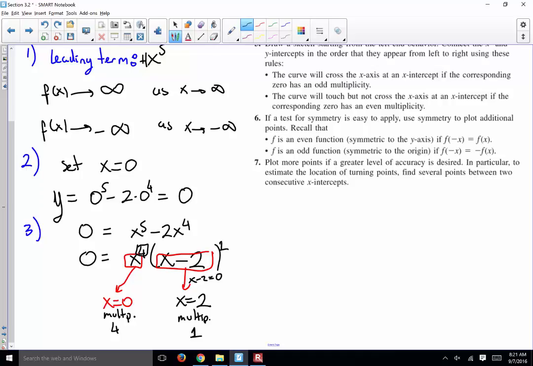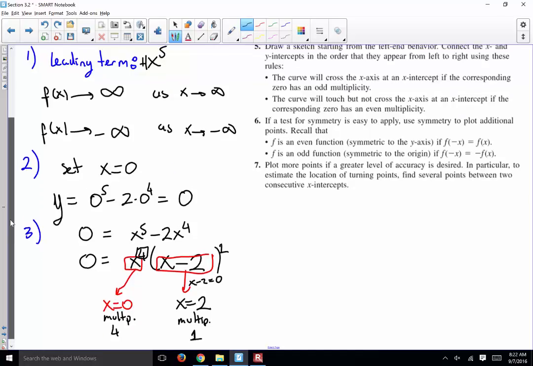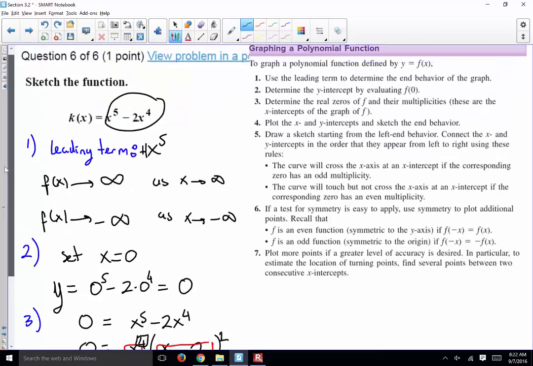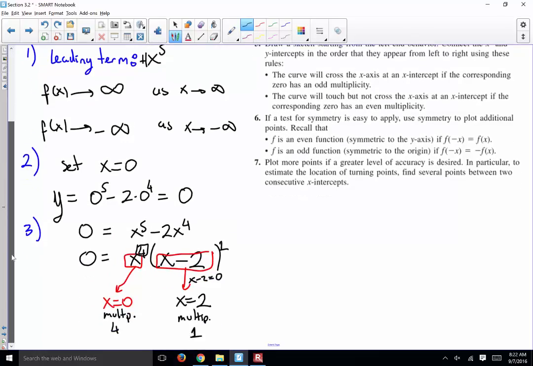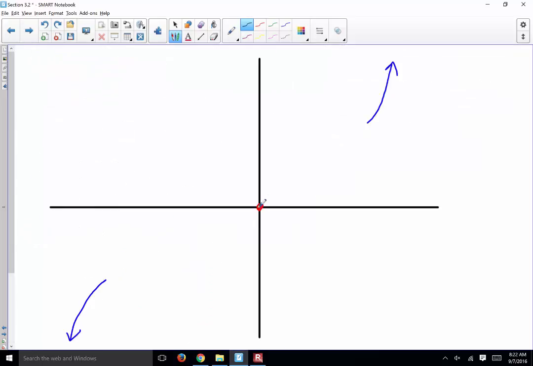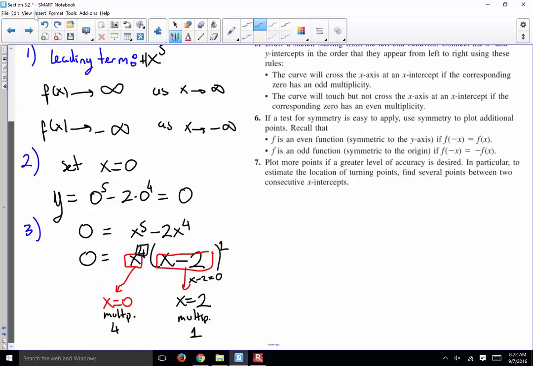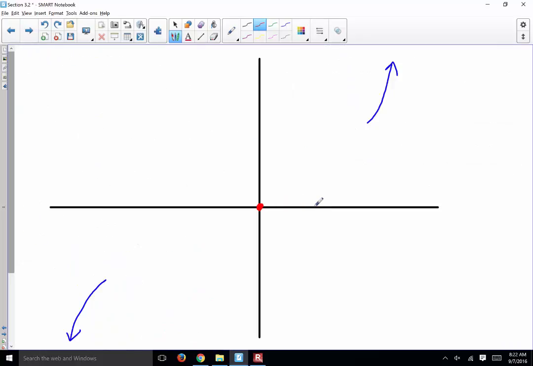Okay? Alright. That's number 3, right? Let's see if there is anything else required. These are the x-intercepts, so let's sketch them. 0 and 2. I already have 0 here. So I told you one of them is already 0. The other one is, what was it? 2. 1, 2.